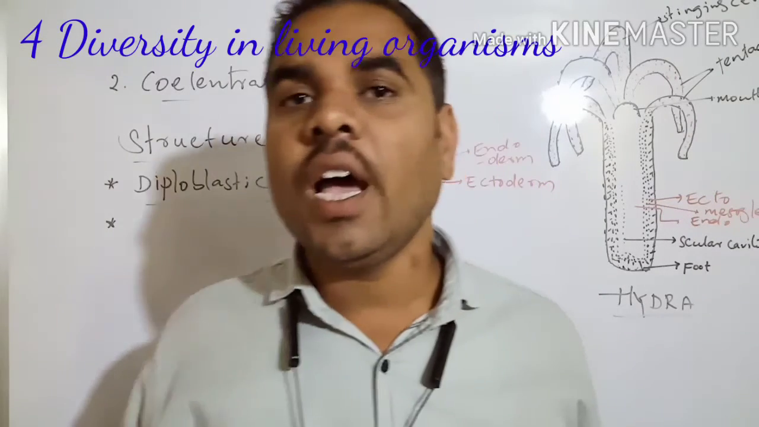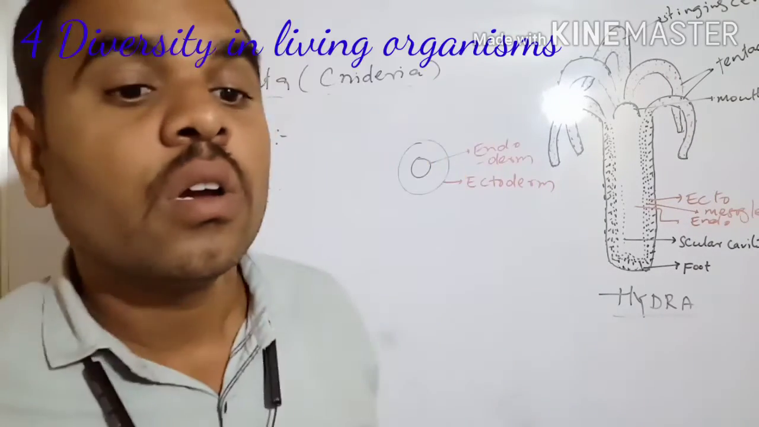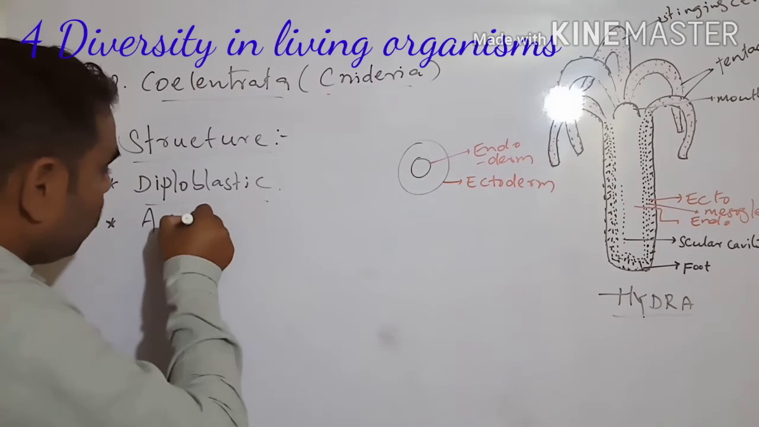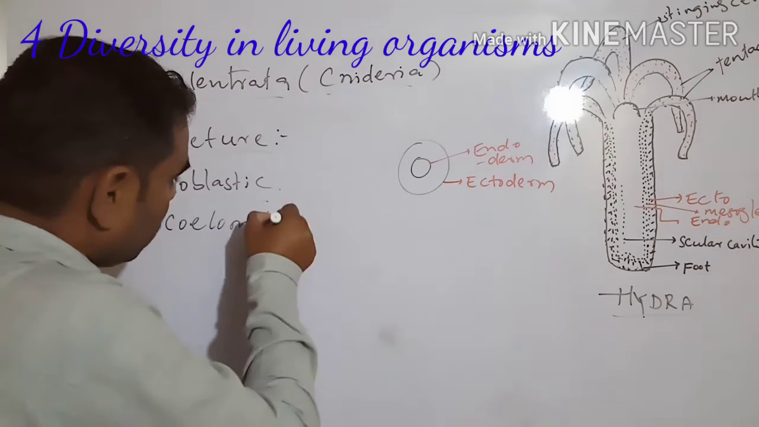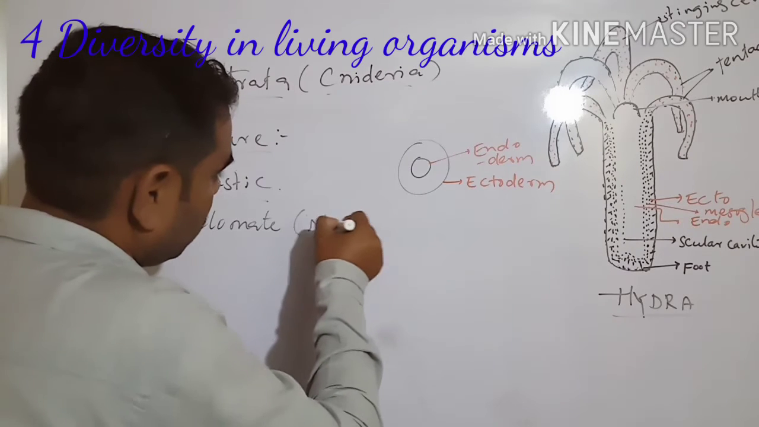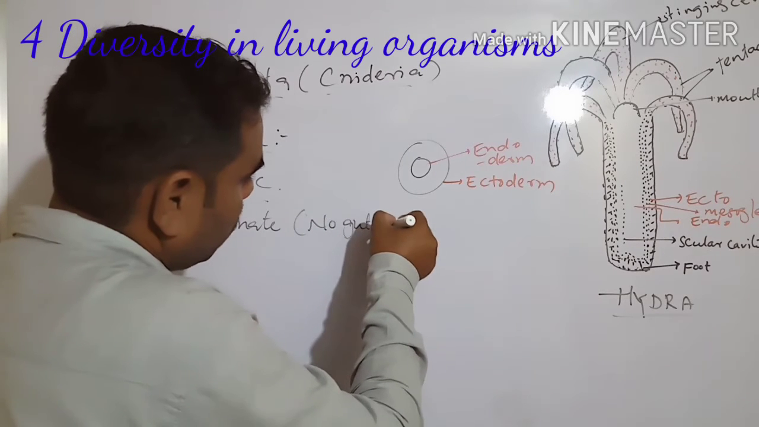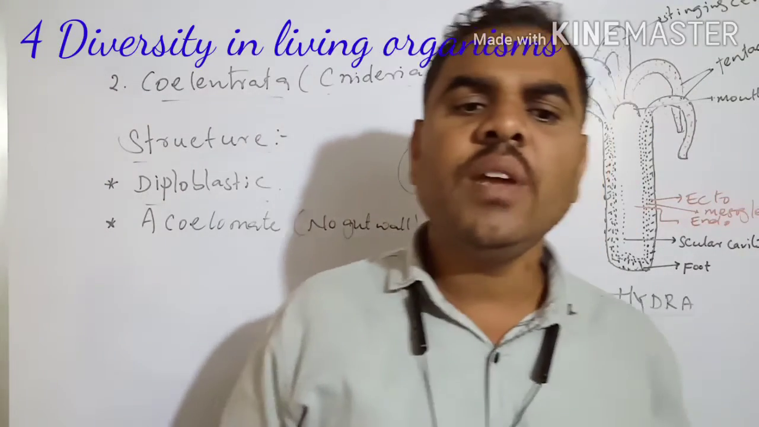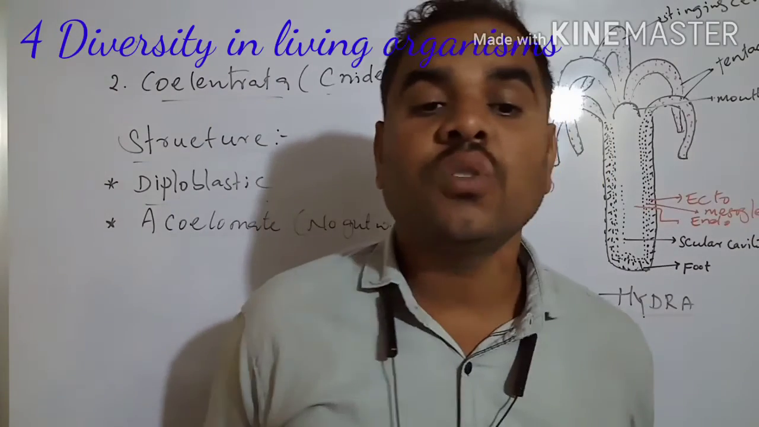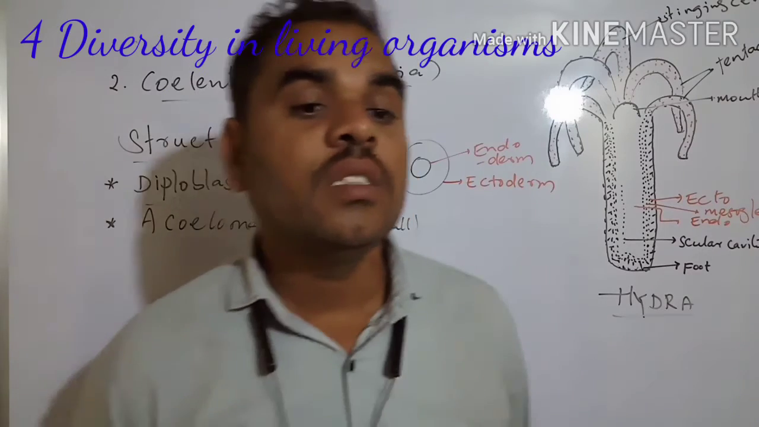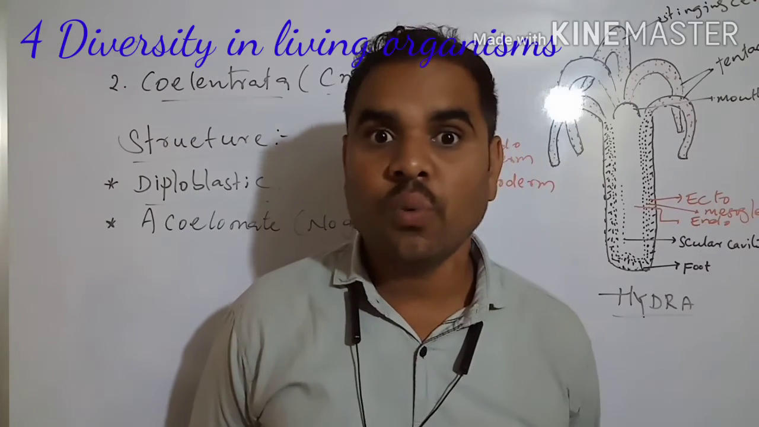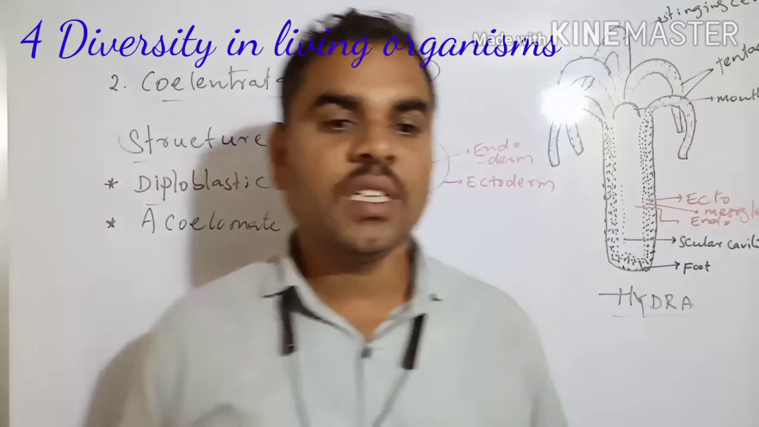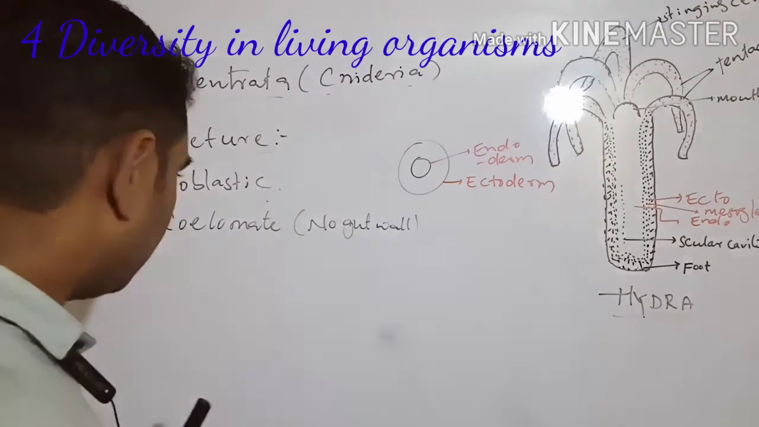Next we have to see the acoelomate, no gut wall. So the next one is acoelomate. Is there any gut wall? No. Next we have to see the central gastrovascular cavity with a single opening, the hypostome. Ingestion, single gastrovascular cavity.